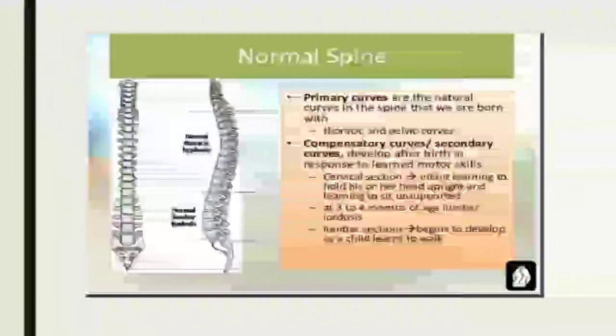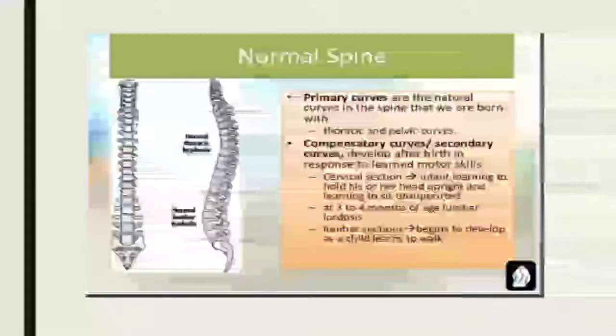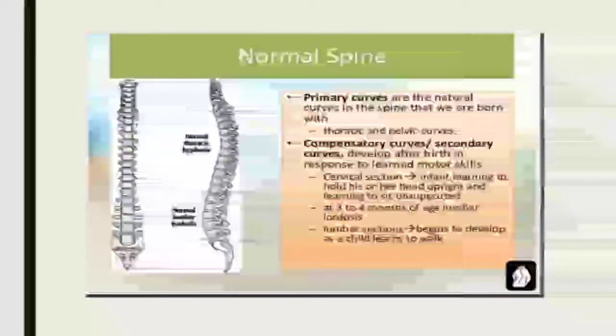Normal spine. Primary curves are the natural curves in the spine that we are born with: thoracic and pelvic curves. Compensatory curves, or secondary curves, develop after birth in response to learned motor skills.